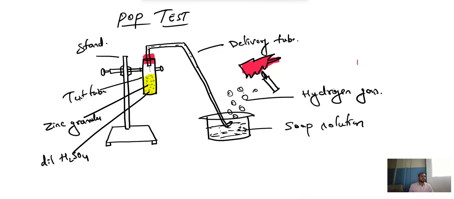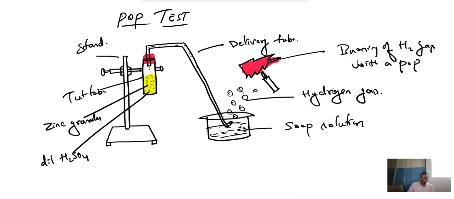This is hydrogen gas. हाइड्रोजन गैस के पास इतनी ताकत है कि वो अंगार को बुझा सकती है. Understood? So burning of hydrogen gas, this indicates burning of hydrogen gas with a pop sound. That's it.